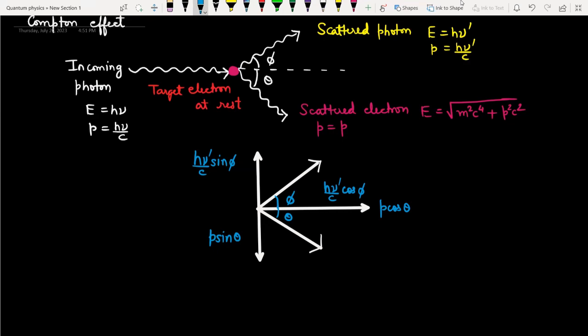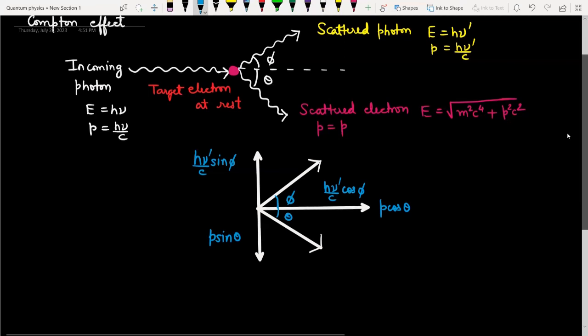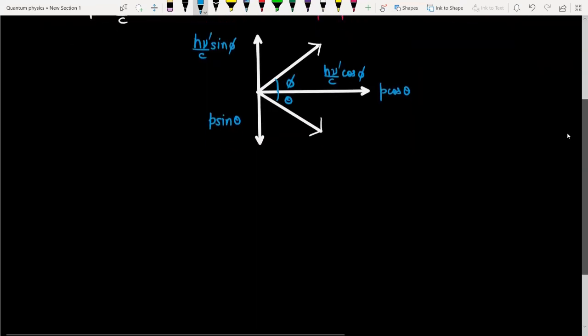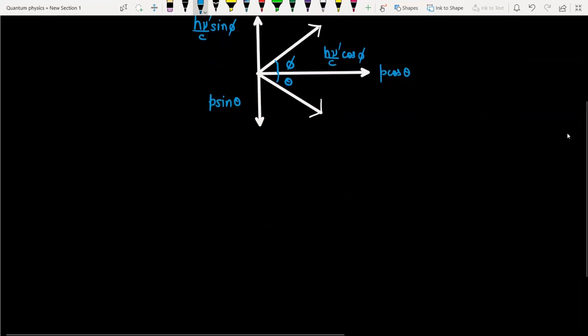Now when we write the conservation of linear momentum along the y-axis, we will put a minus sign for this p sine theta, because the direction of p sine theta and the direction of h mu prime by c sine phi are opposite. But in writing the linear momentum conservation in the x-axis, both p cos theta and h mu prime by c cos phi are in the same direction. So we just write down the conservation of linear momentum, first along the x-axis and second along the y-axis.